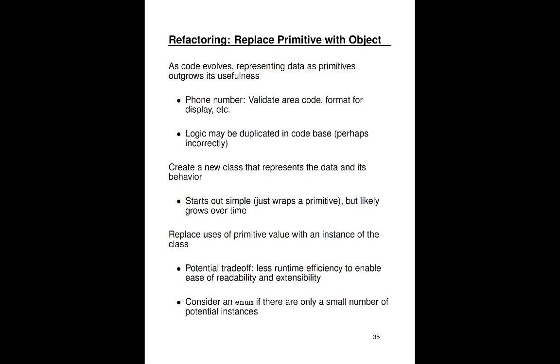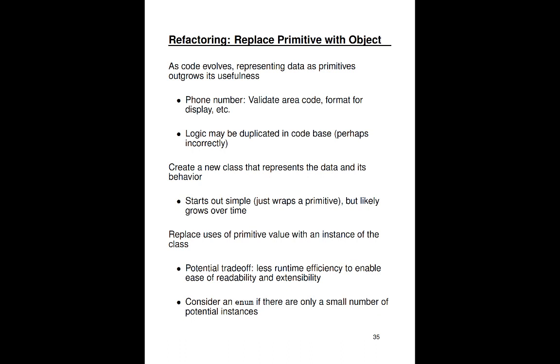Consider also something like a phone number. There's behavior that's associated with that phone number. You want to validate the area code is correct. You want to format it so you can display it appropriately. Representing a phone number as a string throughout your program makes it more difficult to perform that validation and formatting. And even if you can live with representing something like a phone number as a string, the logic that operates on that string might be duplicated in multiple places within the code base, and the duplicates might not be exact clones of each other, and there might be bugs lurking in there.